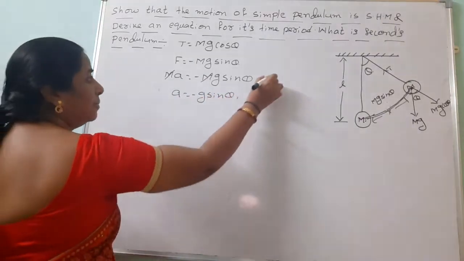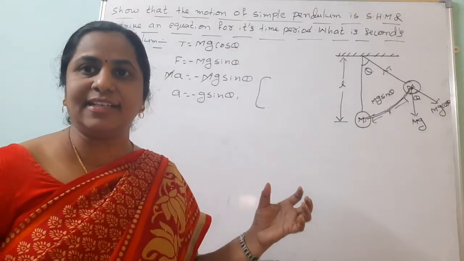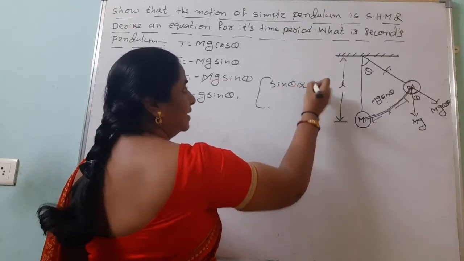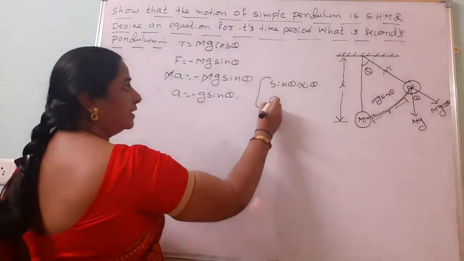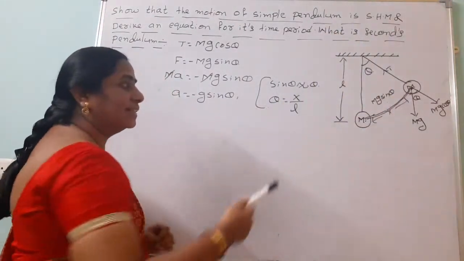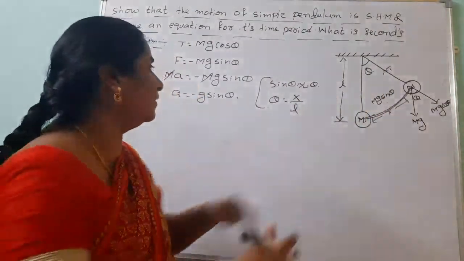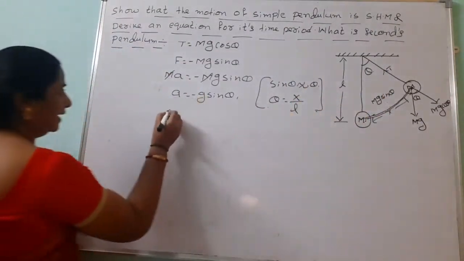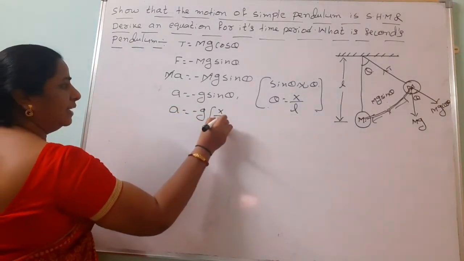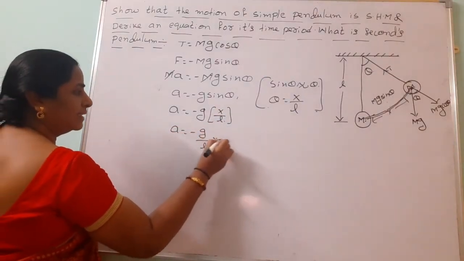But here you should remember one point. If theta is very small, instead of sin theta we take theta. So sin theta is theta because theta is very small, and from the figure theta equals x by L. This is the angular displacement, x by L, like when you construct a circle. Theta equals x by L. Then a equals minus g into x by L. So a equals minus g by L into x.